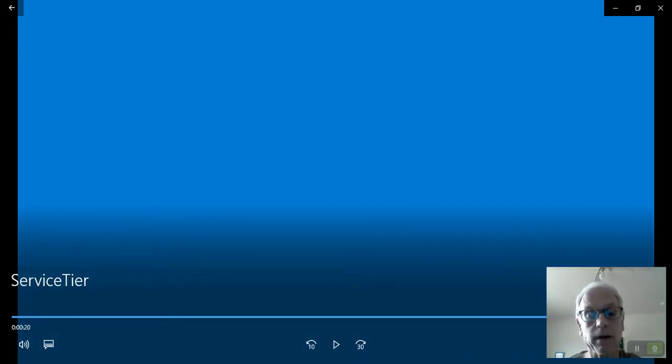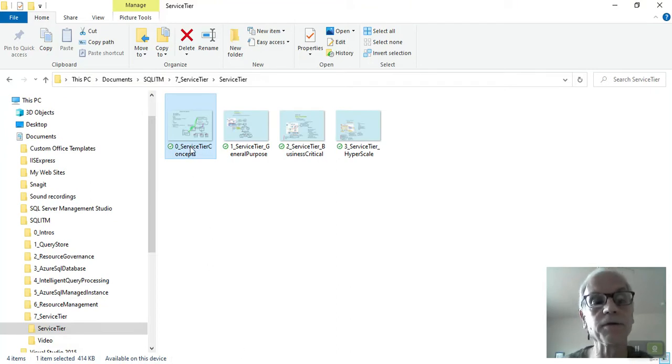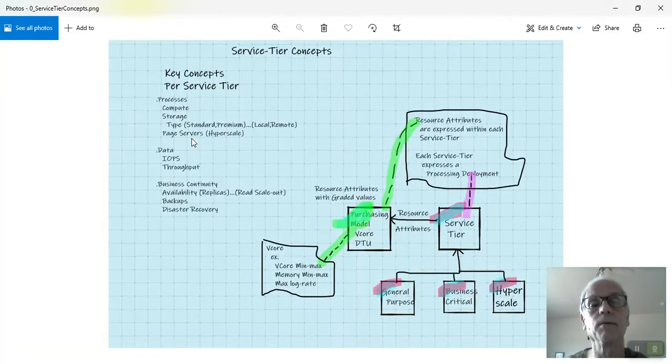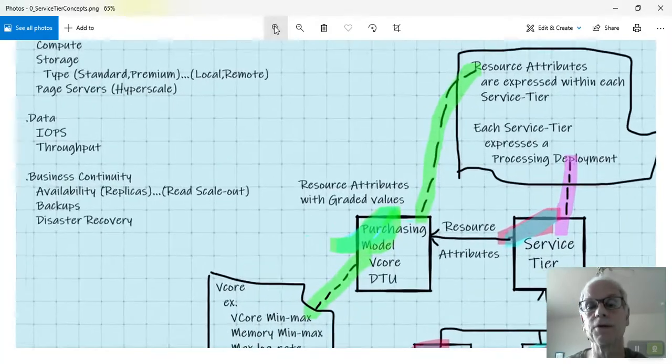Let me hit my timer, a 10-minute timer. There we go. Okay, so we'll get into the directories. We'll look at the service tier concepts first. Okay, so we'll discuss that if we can. And we'll bring it up. Okay, just enlarge it a bit.